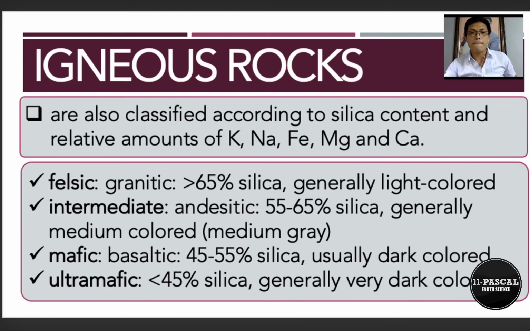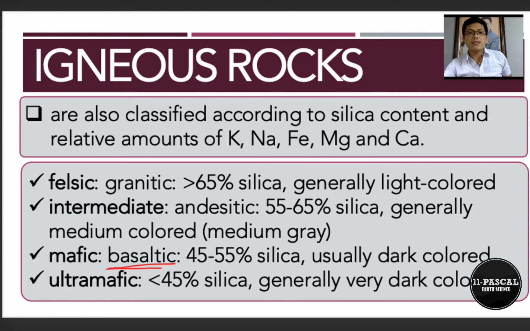Next we have mafic. Mafic rocks are dominated by plagioclase and pyroxene and smaller amounts of olivine. They are basaltic in nature, with 45 to 55% silica, and they are usually dark in color. When you compare the weight, they are denser than the felsic. Examples of mafic rocks are diorite, gabbro, and basalt. That's why it's basaltic. You're going to recall that basalt is heavier than granite.